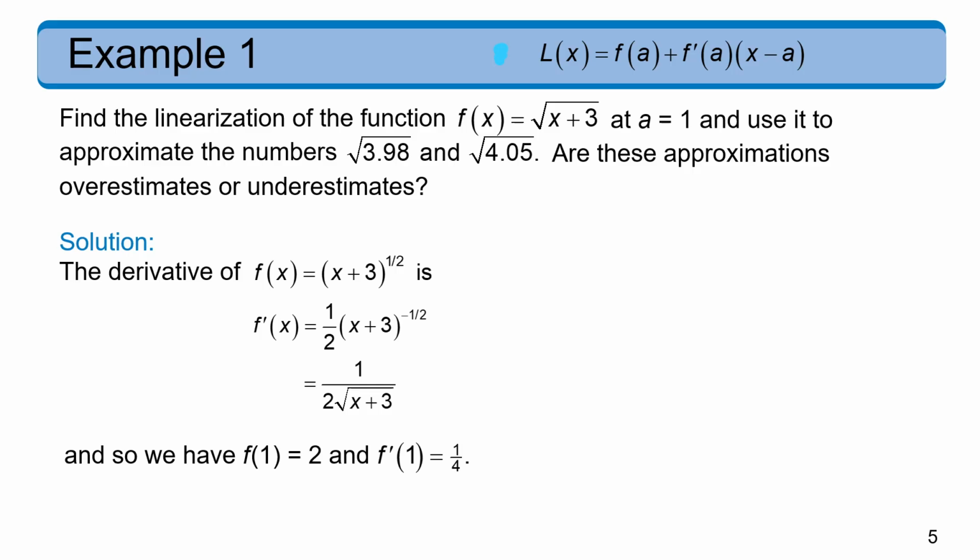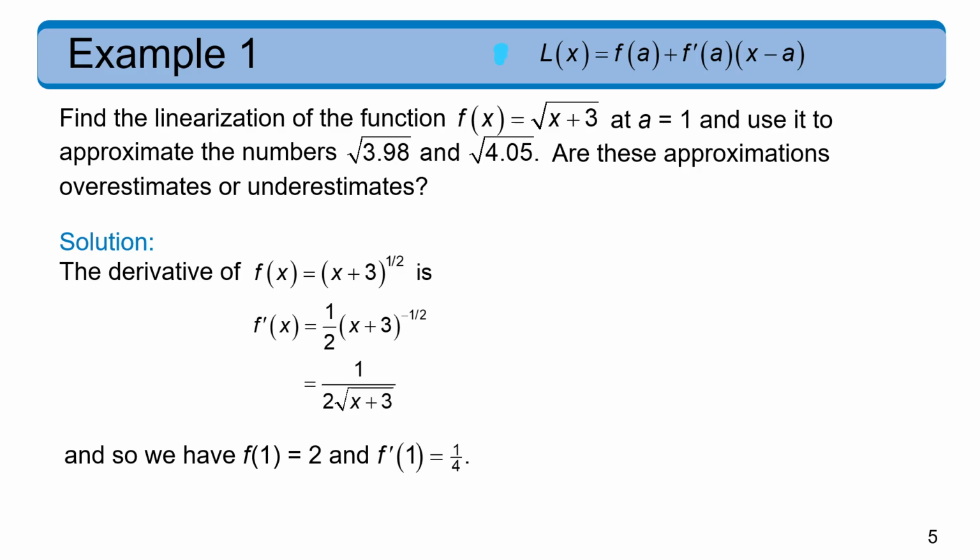We're asked to find a linearization of the given function, square root of x plus 3, at the point where a, which is the x coordinate, is equal to 1. And then we're going to use it to make two approximations, the square root of 3.98 and the square root of 4.05. Let's start by finding the linearization.